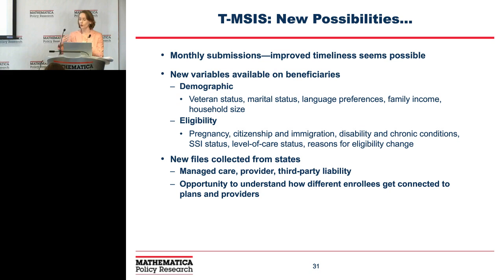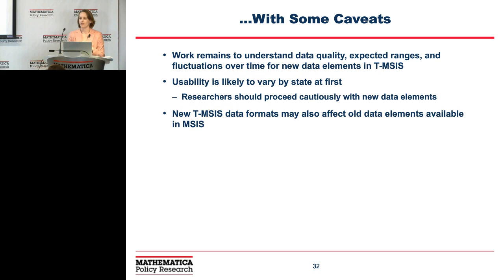TMSIS will also include a whole new set of files that are being collected from states that are around their managed care, around their provider networks, and around third-party liability systems. So what that lets you do if you're interested in Medicaid enrollment is to understand how different enrollees are getting connected to health plans and providers and look at those patterns to see if they point in policy directions. I will say there are a few caveats to this. It's not out in the world yet. There's still some work to do to understand the data quality, expected ranges and fluctuations over time for all of those new data elements.